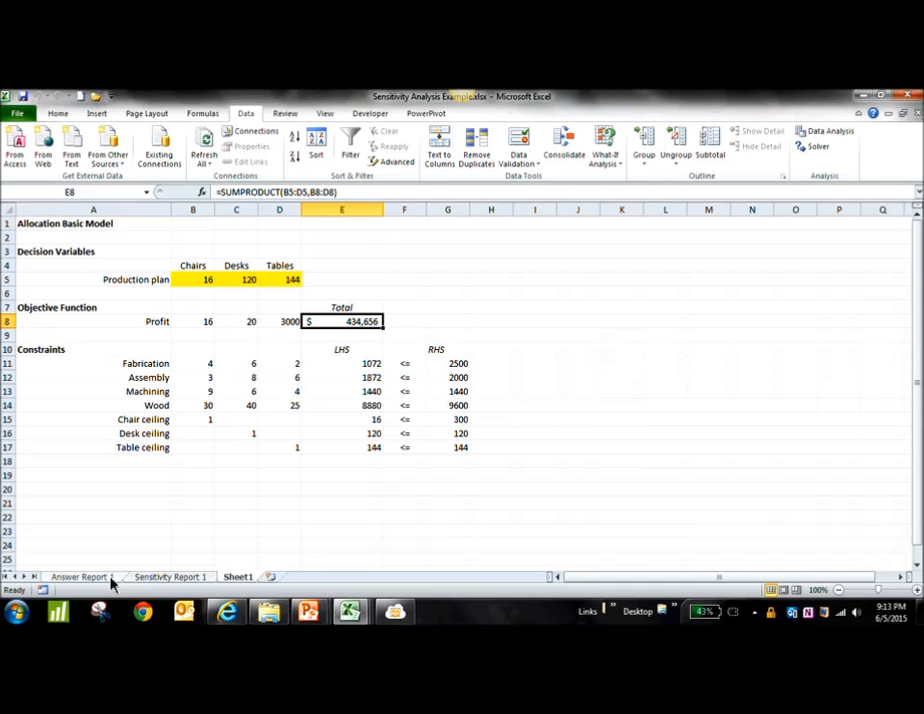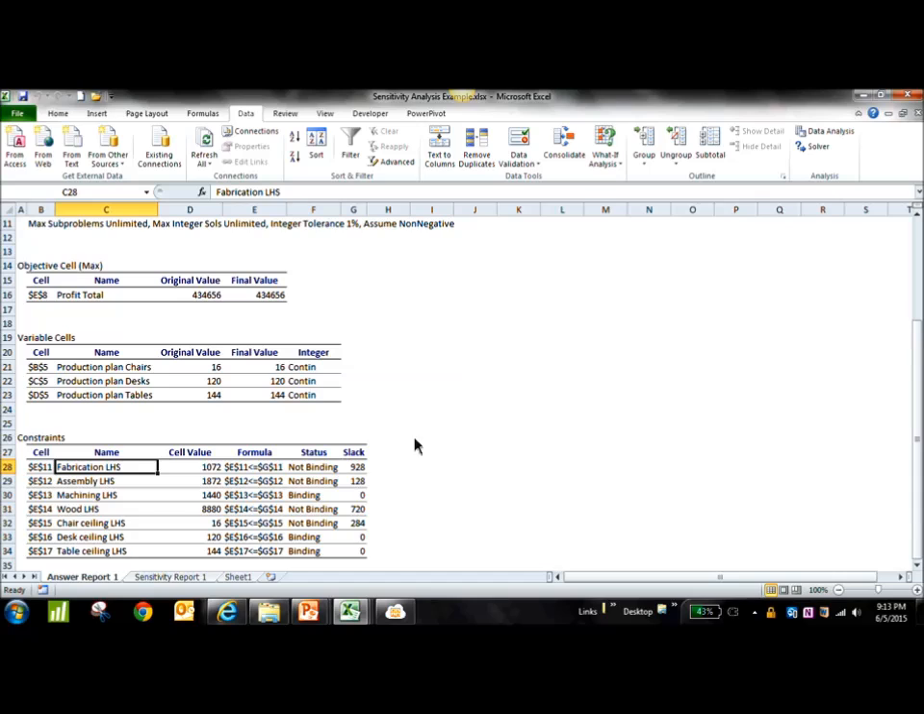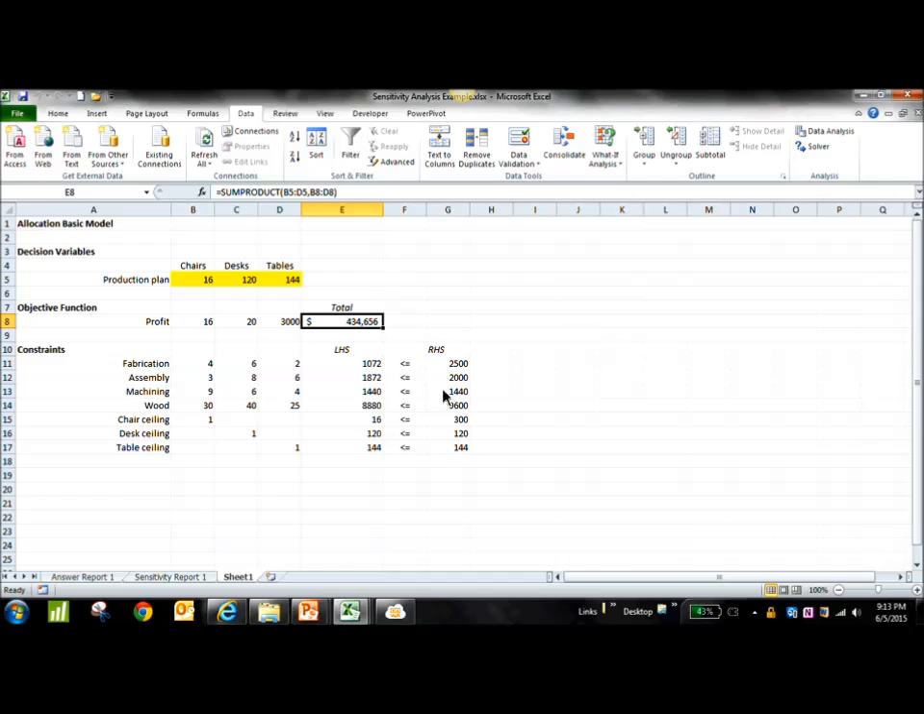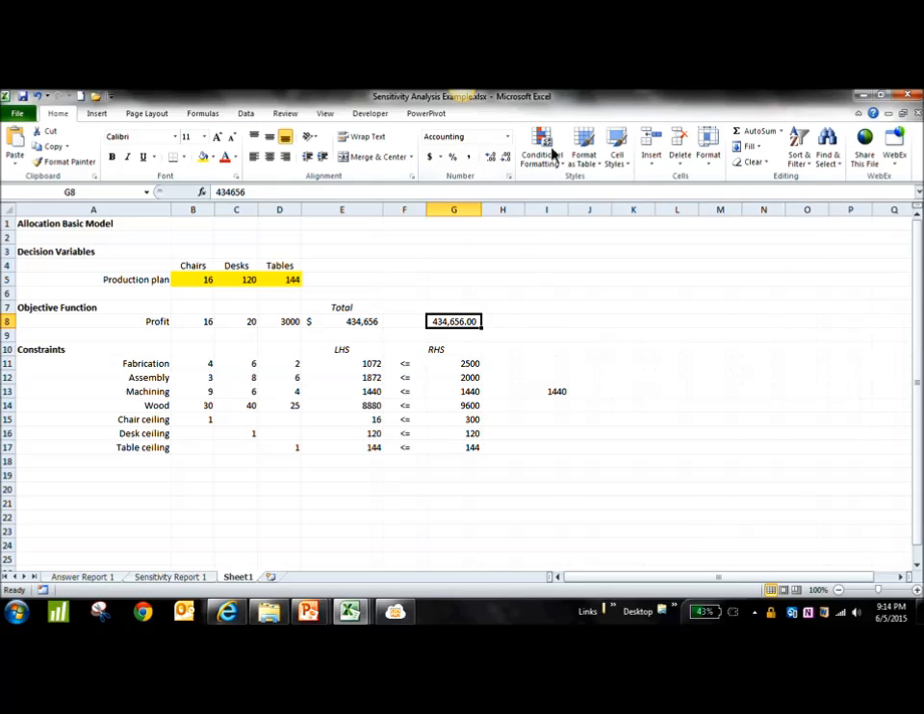Nothing happened because it's not a binding variable. But if I change the machining hours and maybe I hire more people or I add more machines, guess what? It will impact the profit. Let me see. This is the old value, 434,656. And try to play with these things yourself so you can get a clear idea of what's going on.